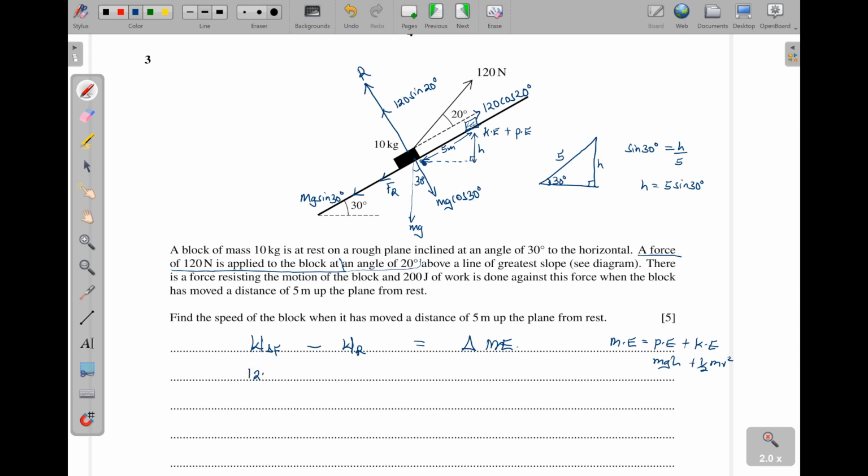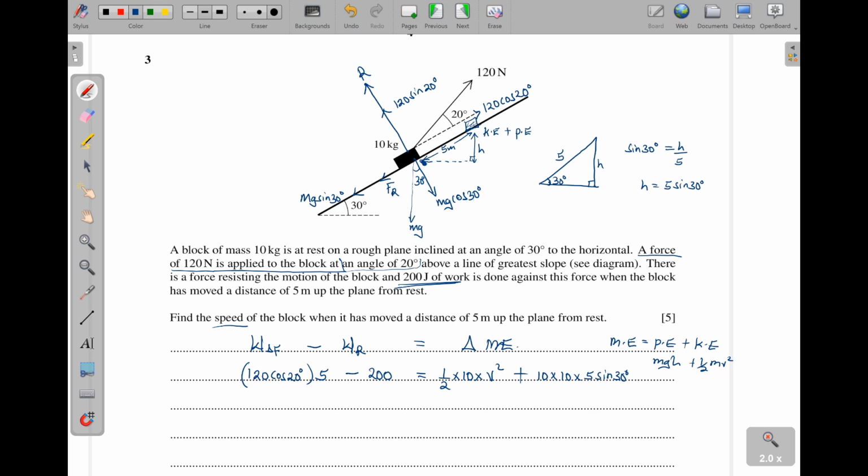So we shall have 120 cosine of 20 degrees, then times the distance it is going to move. It is 5, because remember, work is equal to force times distance. Then minus work done against resistance was given here as 200. So I'll write 200, and then the change in mechanical energy, I just have the sum of these two. So the kinetic energy is a half, then times the mass, which is 10, the speed, we don't know it, and it is the one we are looking for, then plus the potential energy, which is m, then g, and then h. H is 5, then sine of 30.